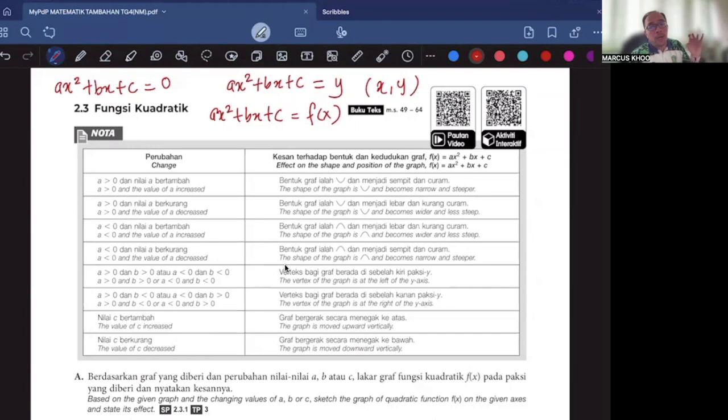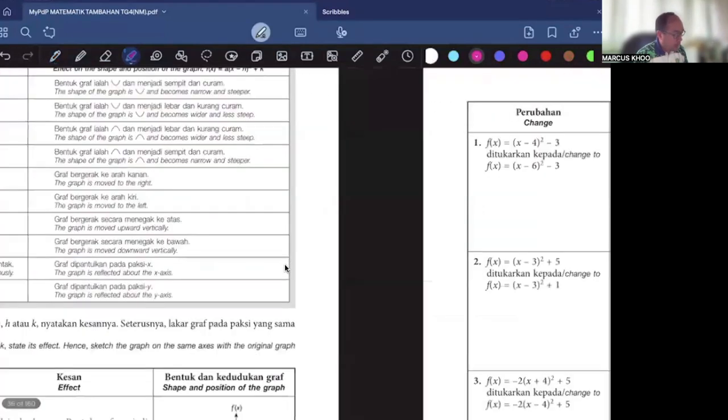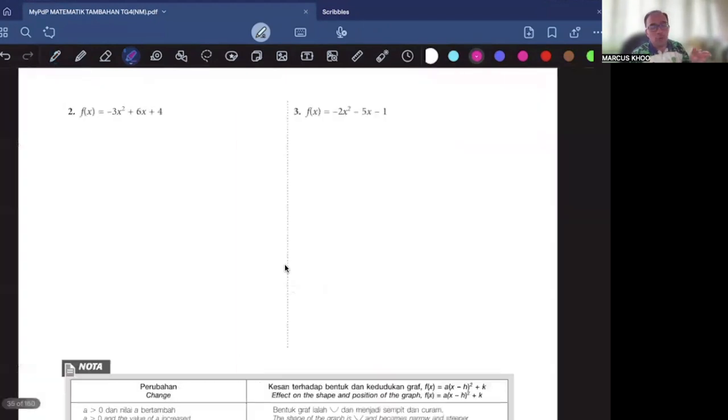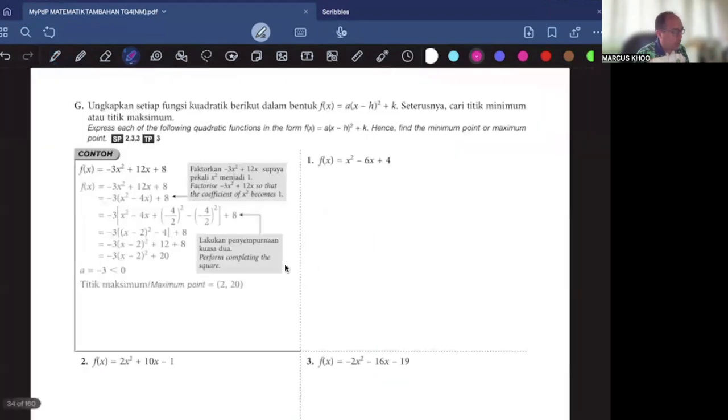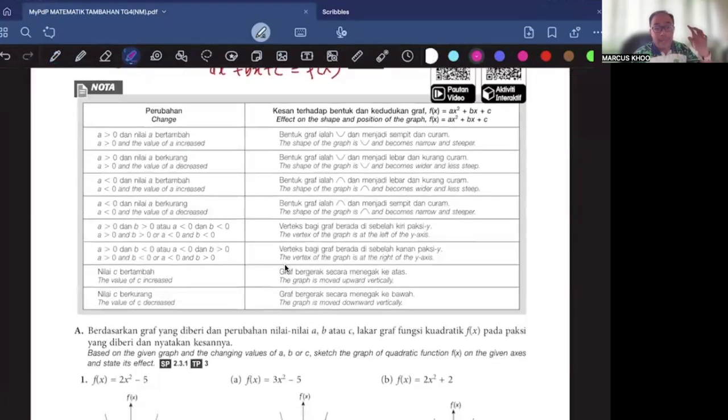Now, in this first part, we want to look at how the individual letters, the letter A, the letter B, the letter C, affect what the graph looks like. Because at the end of the day, what we want to do is sketch a graph. We don't want to draw it, we want to sketch it. But in order for us to understand how to sketch it, we need to know all these characteristics of the graphs. So let's begin. First of all, we want to look at the letter A, the letter B and the letter C.